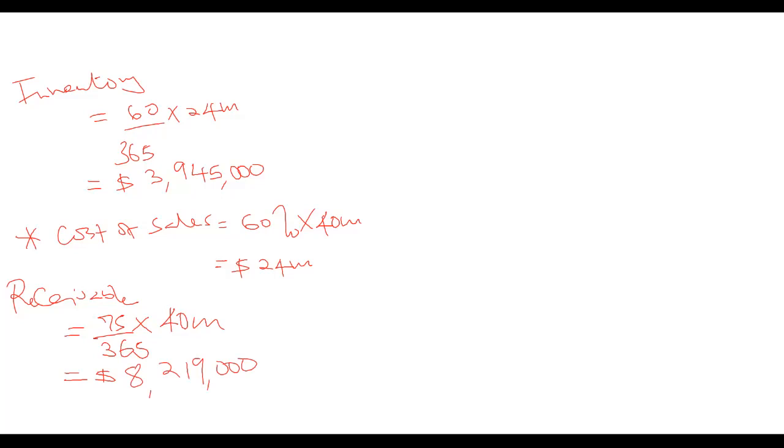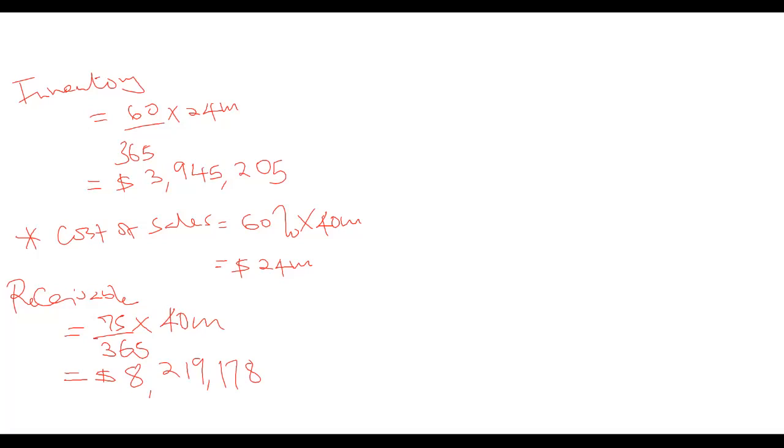Oh, so then the first one will be 3,945,205 for inventory. For receivable, it's 8,219,178. Okay. As much as possible in the workings, don't round off. In the final answer, you can do the rounding off, but in the workings, try not to round off. So we get that for the receivable.